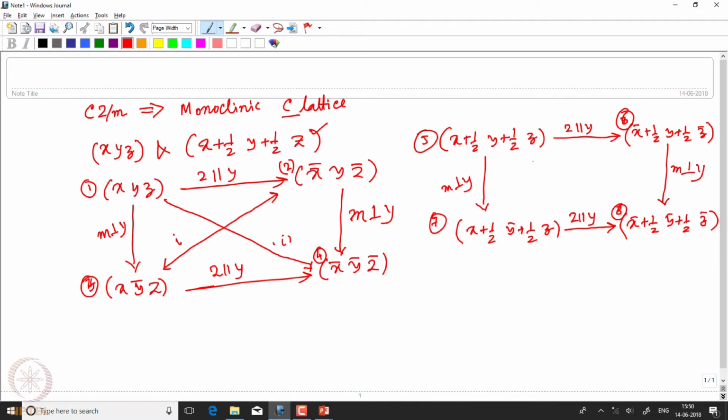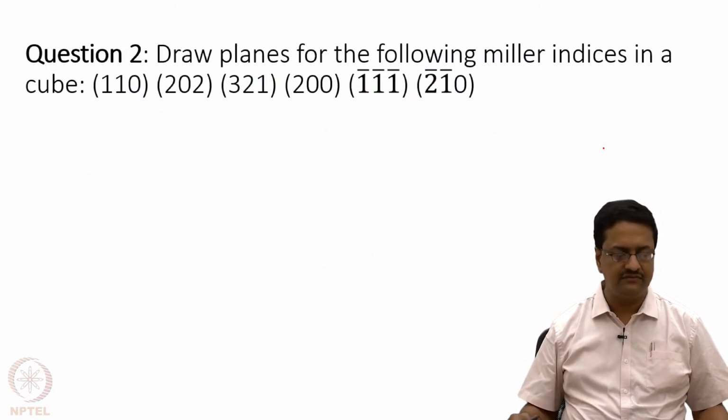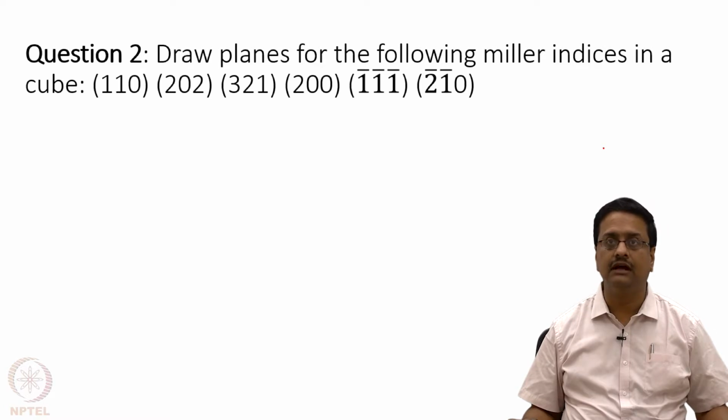So once again we see that the points 5 and 6 are inversion related. Similarly 5 and 8 are inversion related, 6 and 7 are inversion related, and we do not need to do any origin shift. For the stereographic projection, once again I want you to look at the textbook and get the drawing done clear yourself. So the next problem which we had here in this assignment, the question number 2.